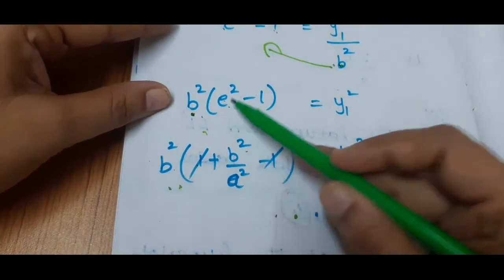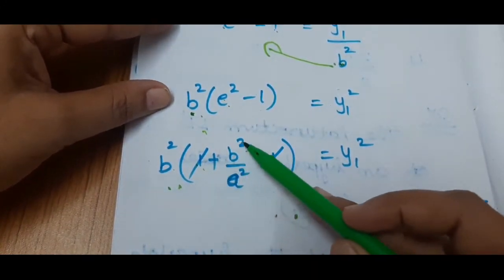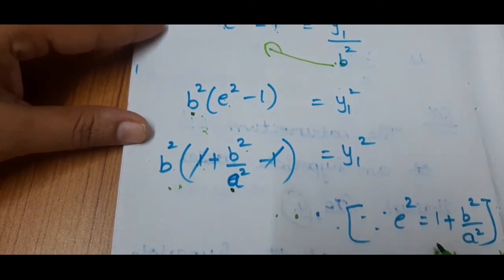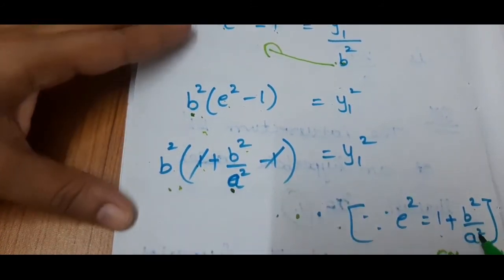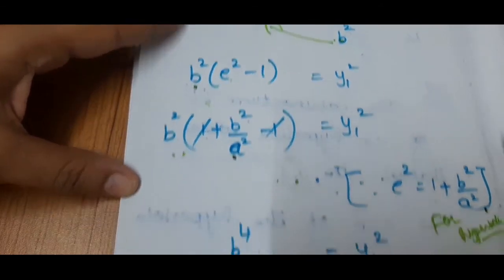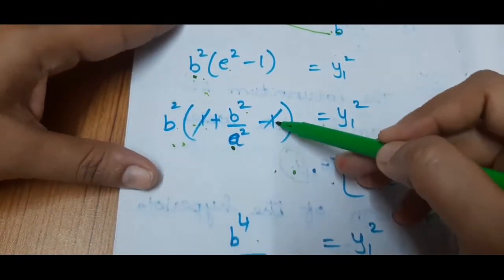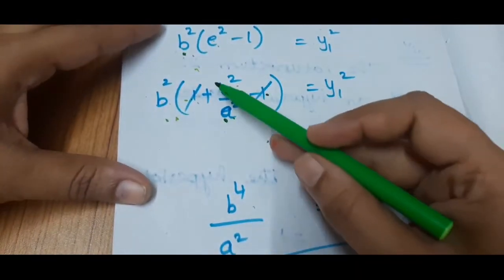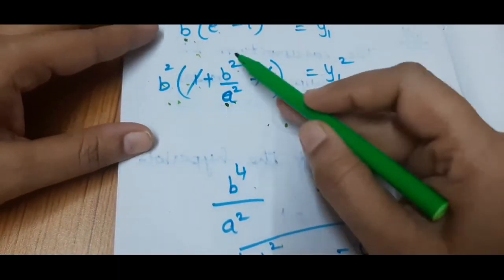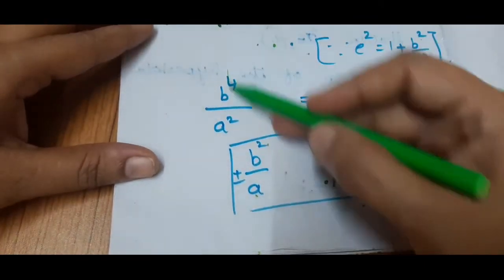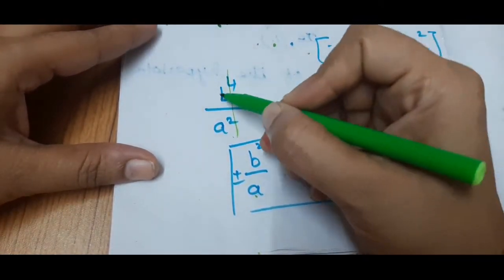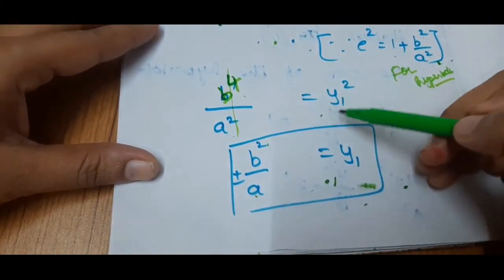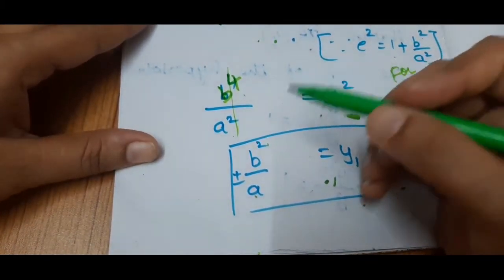So instead of e square I can substitute 1 plus b square by a square, because I know e square is 1 plus b square by a square for hyperbola. So positive 1 and negative 1 will be cancelled. I will get b square by a square. So b square into b square by a square is b power 4 by a square, that will be equal to y1 square.